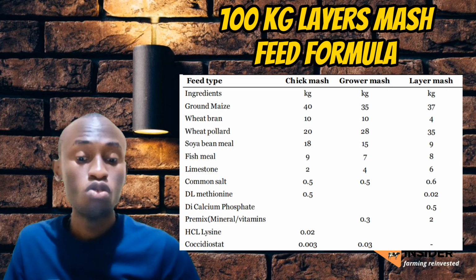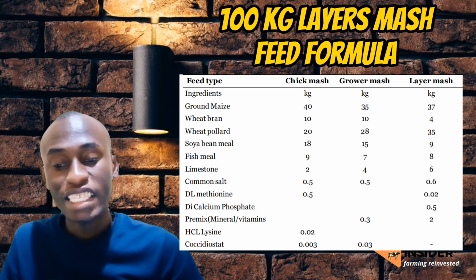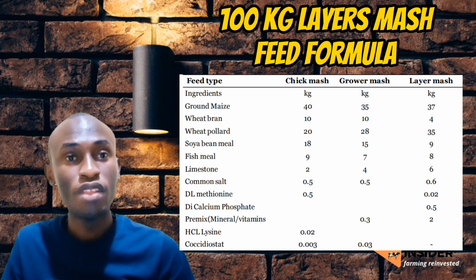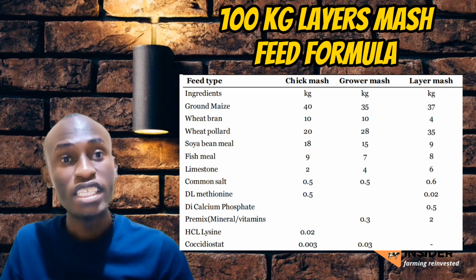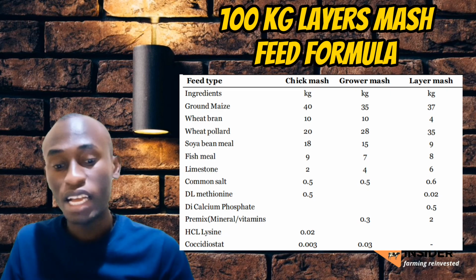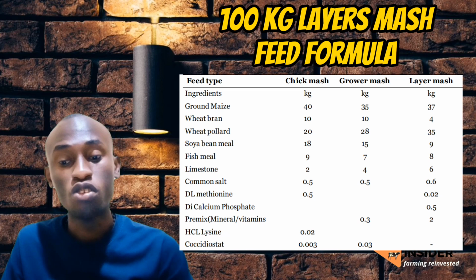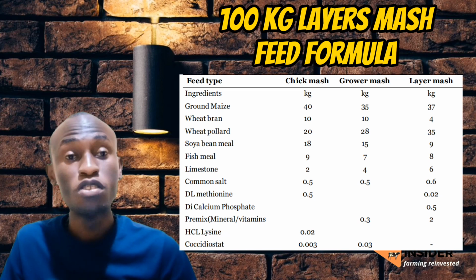methionine 0.02 kilograms, dicalcium phosphate 0.5 kilograms, and this is required because now our chicken will start laying eggs, and their eggshell is made of calcium, so we should be able to provide calcium for them. And last but not least, premixes. These are the vitamins and minerals. We should add 2 kilograms for every 100 kilograms of feed, and that totally will give us 100 kilograms of layers mash.